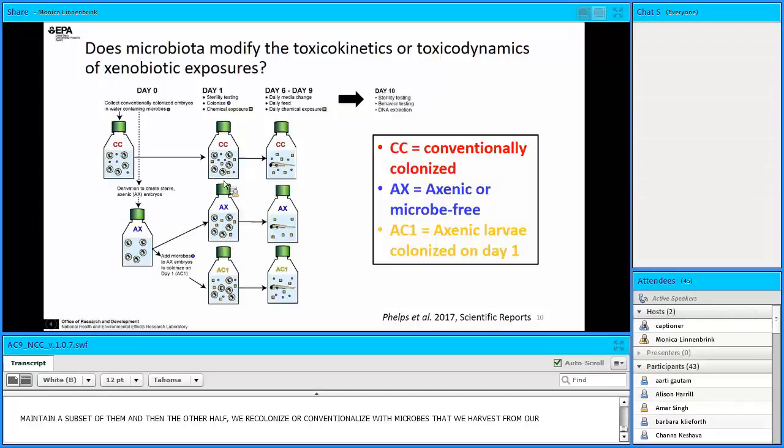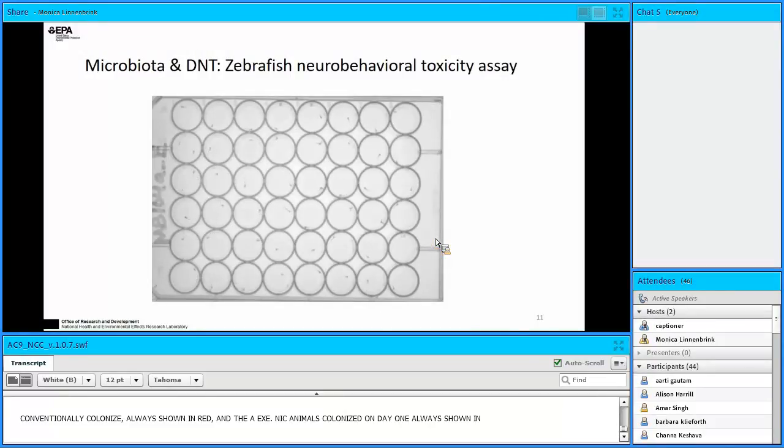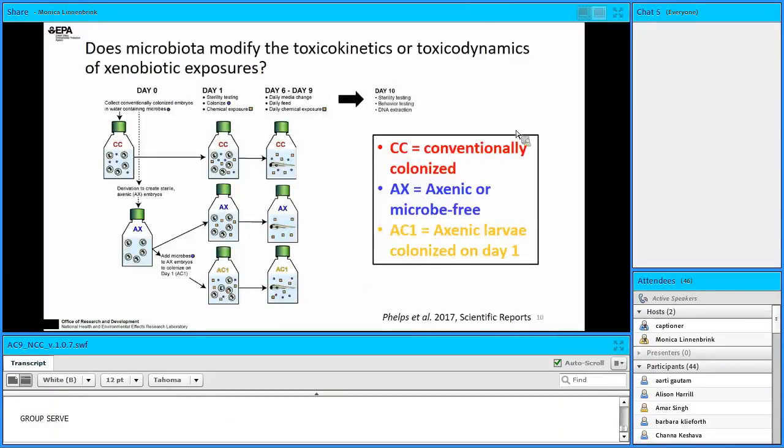And then if there is a chemical exposure, we'll commence exposures statically on day 1, carry that out till day 6, at which point they need daily media changes and feeding, and then we replenish chemical exposures daily from day 6 to day 9, and we run a number of endpoint analyses on day 10. So really the take-home is that at the end of this we have 2 colonized cohorts of zebrafish, the conventionally colonized always shown in red, and the axenic animals colonized on day 1 always shown in yellow, and the AC1 group serves as a control for the microbe-free axenic fish.